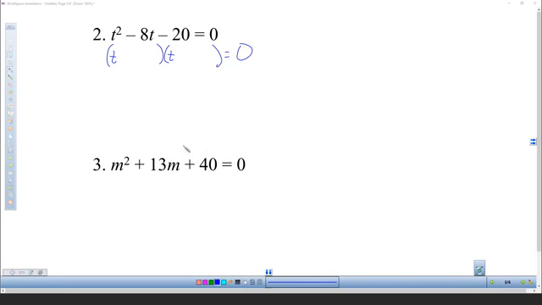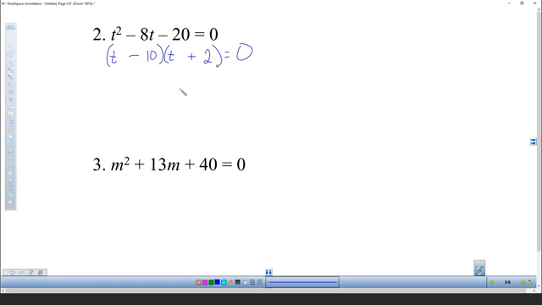Help me out with my factors. Making sure I can see the chat over here. This is what we did yesterday, just factoring this. Yes, so I have t minus 10. Yep, I'm getting lots of these good ones. And t plus 2, okay?